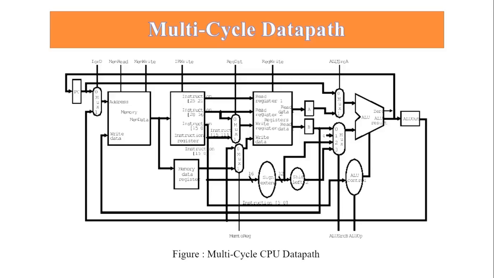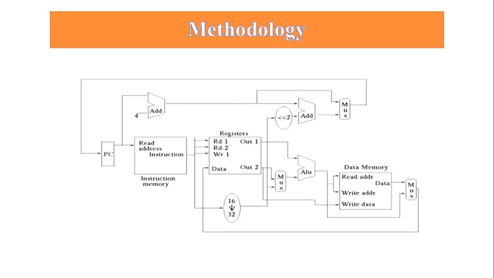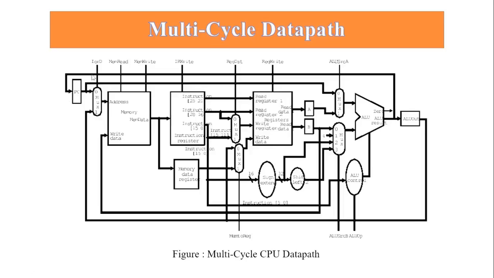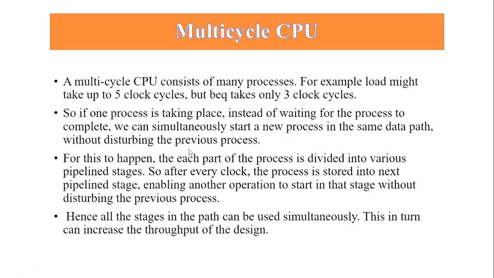Our proposed work is multi-cycle data path. Comparing to the existing work, in our proposed work, we additionally add some mux and some register parts here. In multi-cycle CPU, it consists of many processes. If one process is taking place, instead of waiting for that process to complete, we can simultaneously start a new process, which is nothing but a pipelining process. It can also be called parallel processing.